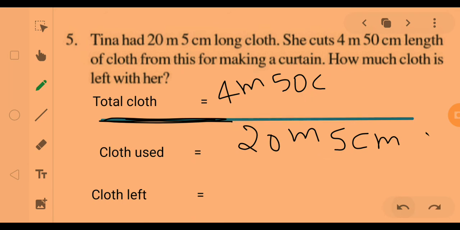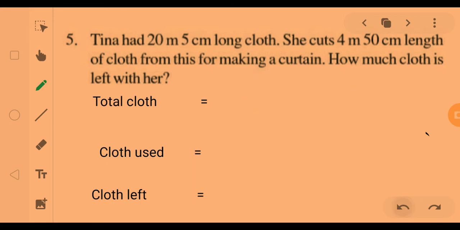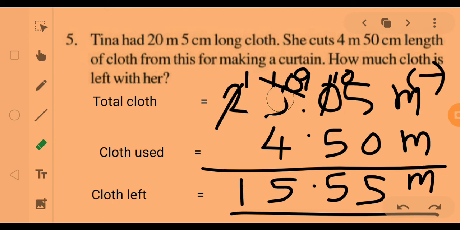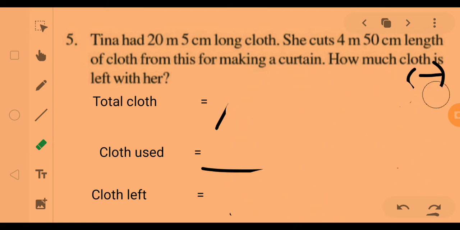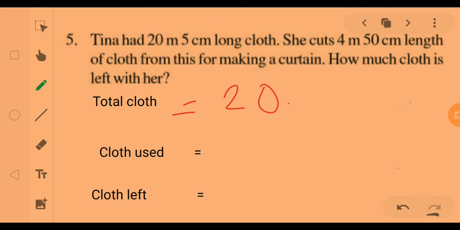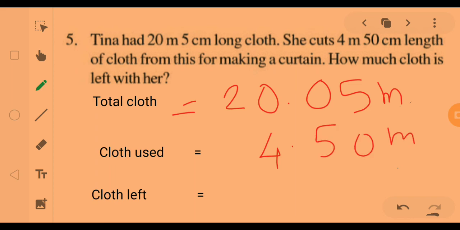So let's do it. So first of all, the total cloth. How much was the total cloth with her? The total cloth with her is 20 meter 5 centimeter. So we write it as 20.05 meter. Then cloth used. How much cloth she used? 4 meter 50 centimeter. So that is 4.50 meter. Now we have to calculate the cloth left. So we have to subtract cloth used from the total length of cloth. So let us subtract it.